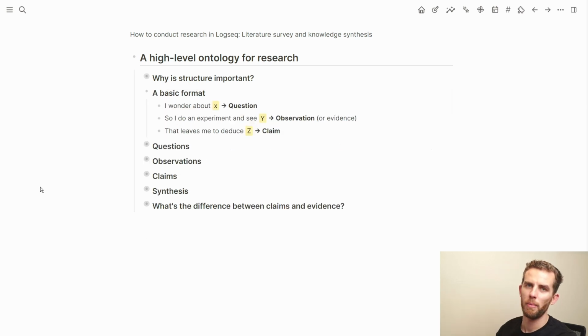So a basic format for this structure is, I wonder about X. Again, I start with a question in my mind, as we saw in that diagram. With that question in mind, I do an experiment and I see Y. So then I have an observation of something that I'm seeing in the world, or you could call it evidence, but we'll get there a little bit later. And that leads me to deduce Z, which is this claim. So at the highest level, I have questions, observations, and claims.